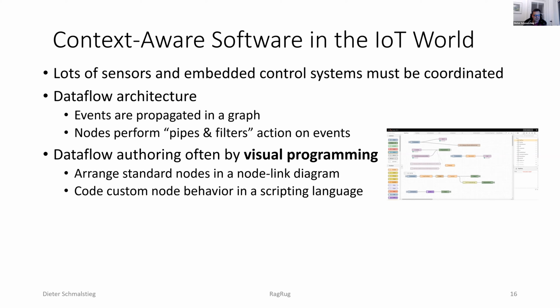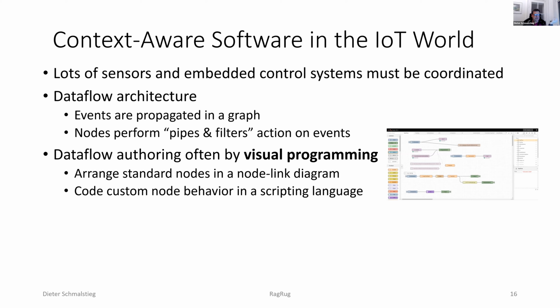Well, let's look at what people in the real world are actually doing. And I'm referring here to the community of Internet of Things developers that have to find solutions for coordinating and controlling lots of sensors and embedded systems and so on. And the dominant development paradigm here is having some kind of data flow architecture where you have event passing in a graph, a pipes and filters type of setup. So the data flows through the graph, and in every node it can be manipulated.